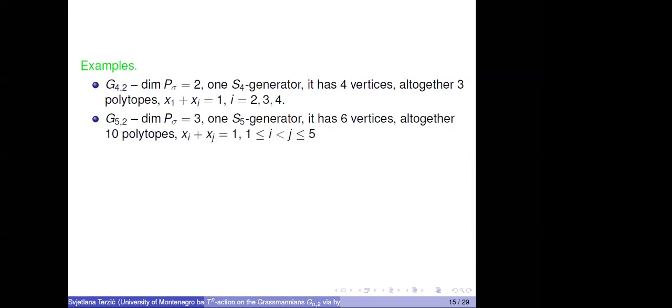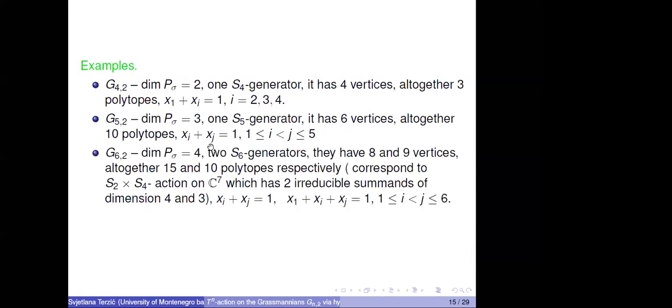So now examples. When we consider, say, the Grassmannian G(4,2), the (n-2)-dimensional polytope has dimension 2. Using this theorem, we obtain that we have just one generating S4 polytope, which has 4 vertices. Altogether, we obtain 3 polytopes, and they are given by these planes. In G(5,2), we consider 3-dimensional polytopes. Also, the set of 3-dimensional polytopes has just one S5 generator with 6 vertices. Altogether, we obtain 10 polytopes.